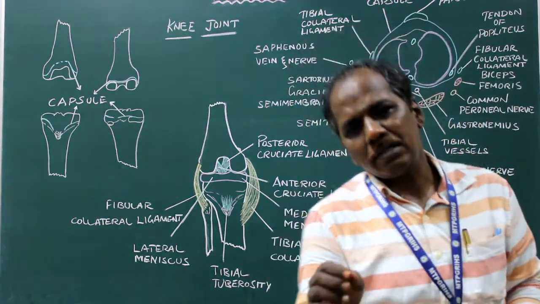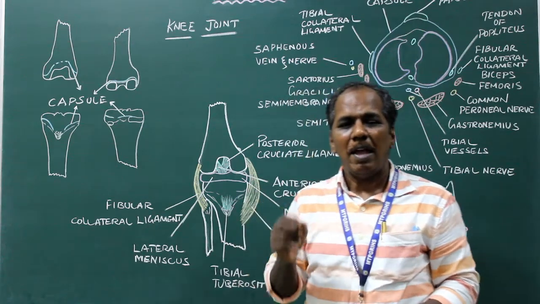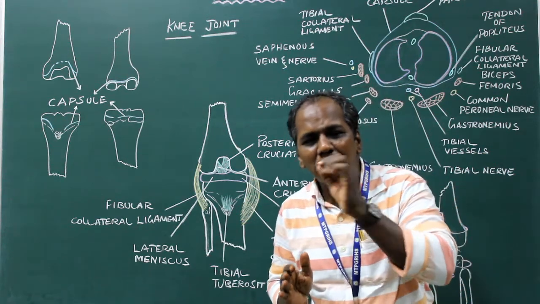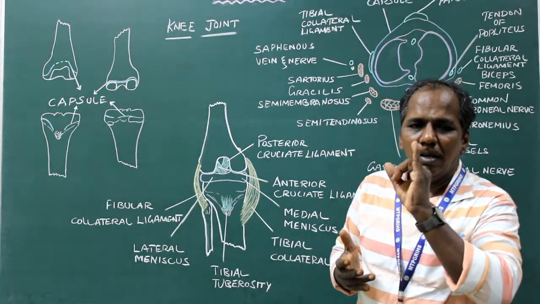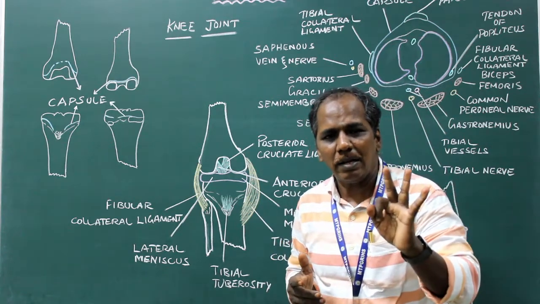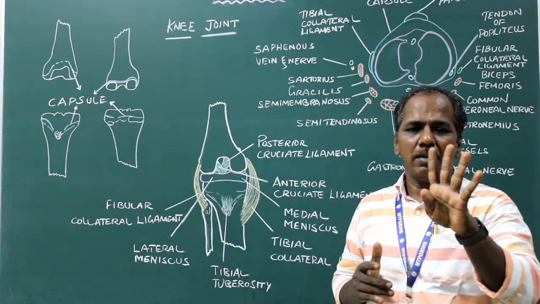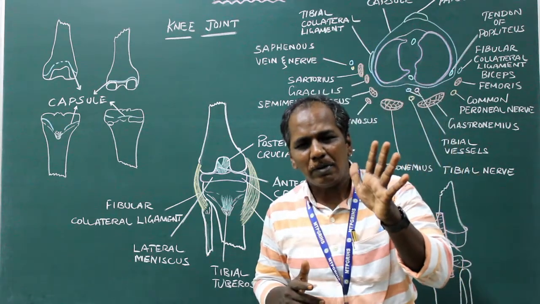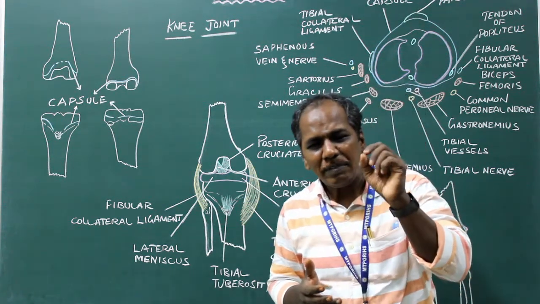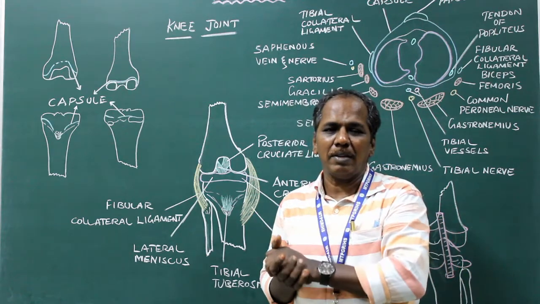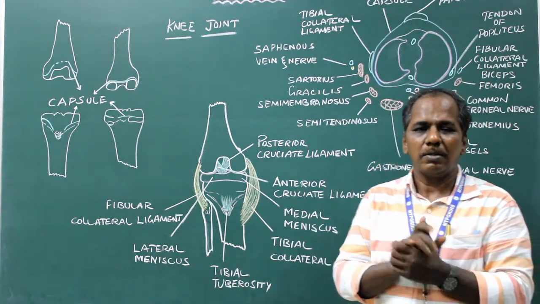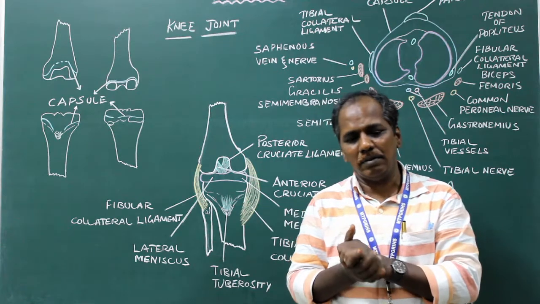So, the capsule is deficient anteriorly. It is closed or strengthened by the ligamentum patellae, patella, medial patellar retinaculum, lateral patellar retinaculum, and the tendon of quadriceps femoris. There is also a deficiency on the posterolateral aspect of the capsule through which the tendon of popliteus exits. So there are two deficiencies in the capsule.